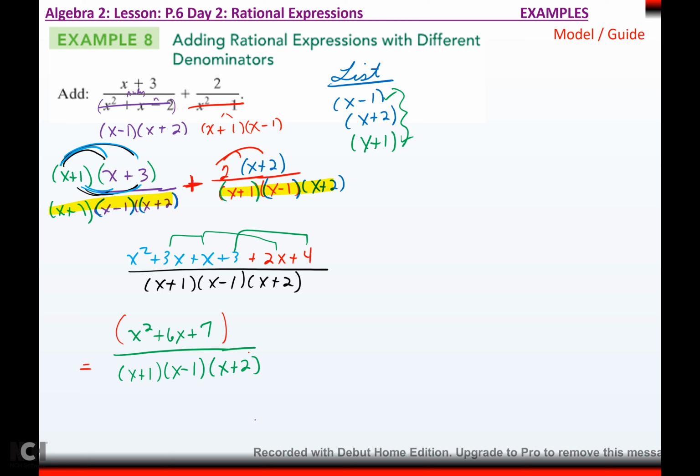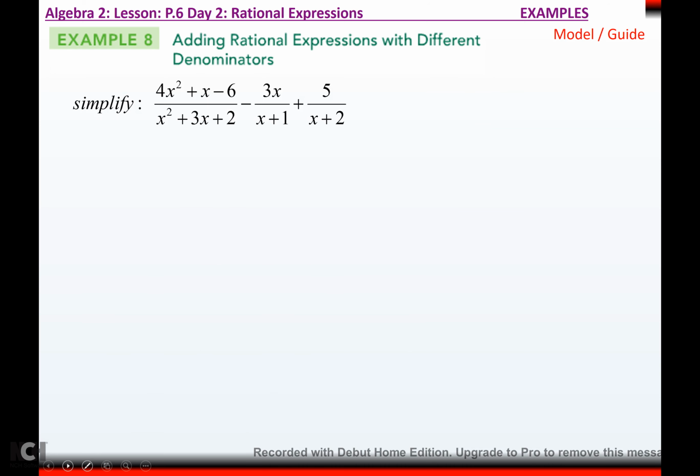So if I try to find factors of 7 that make 6, factors of 7 are 1 and 7, which will make 6 if I subtract. However, C says I have to add. And there's no way I can add a 1 and a 7 and get 6. So I can't factor, which means I am done. Okay?